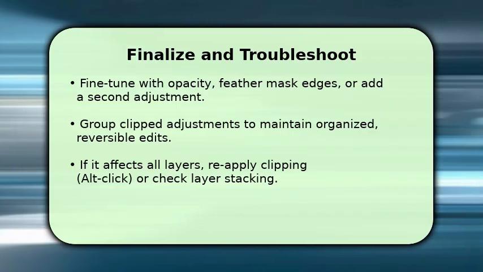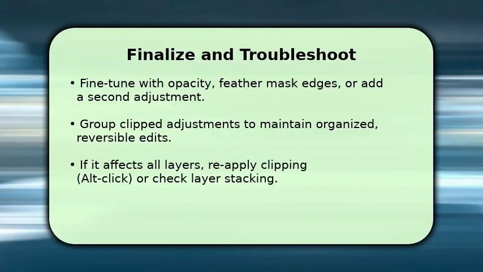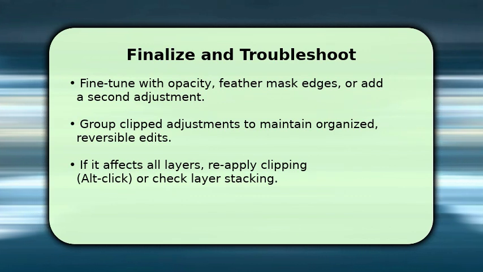If the adjustment suddenly affects every layer, reassert the clipping. Alt-click between the adjustment and the target layer or enable the clipping option. If tones look wrong, check your document color profile and layer blending mode. That fix resolves the most common.